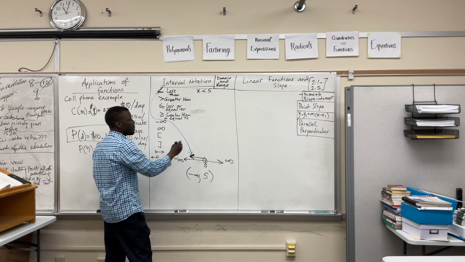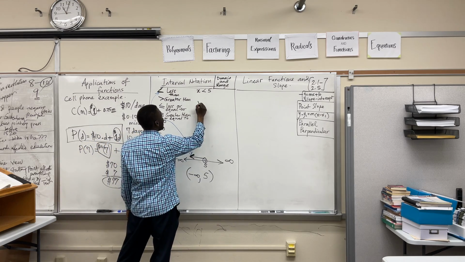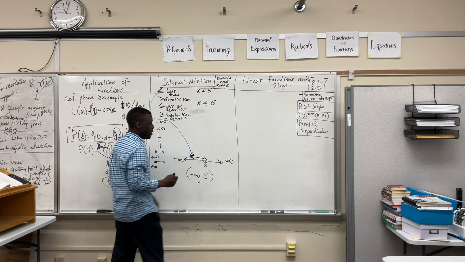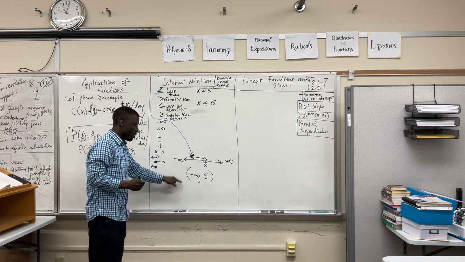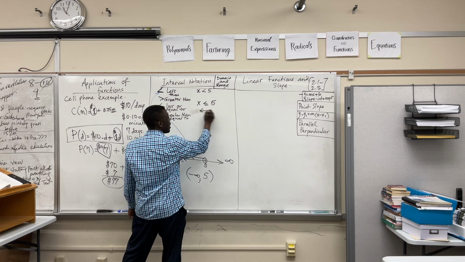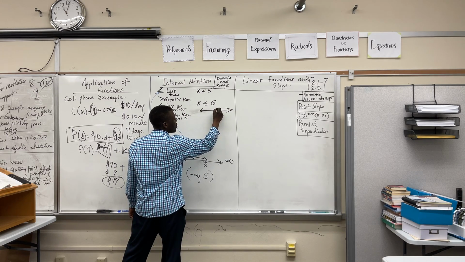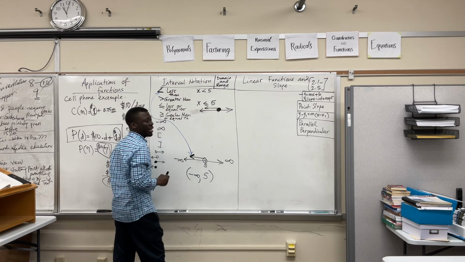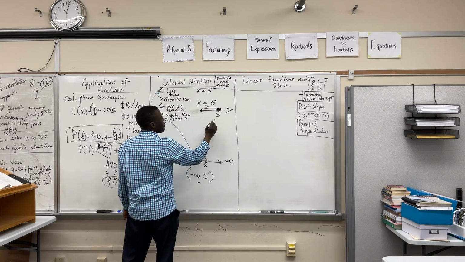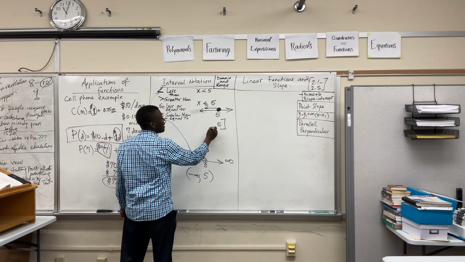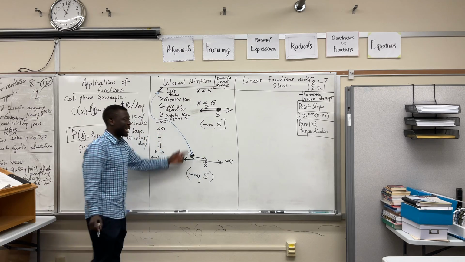If we said x is less than or equal to 5, that will change quickly. This will become a number line with a shaded, like a closed circle going in that direction. And this will become a bracket with the negative infinity part.